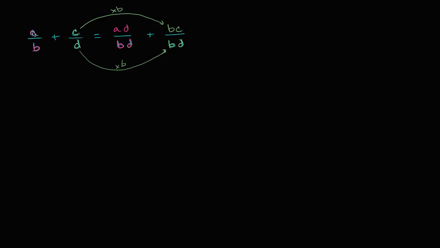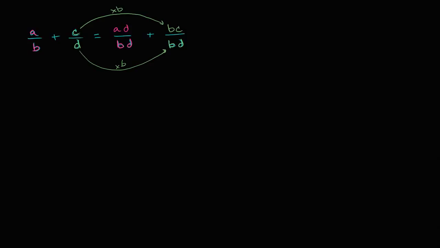So what I have here in magenta, this fraction is equivalent to this fraction. I just multiplied it by d over d, which we can assume is 1 if we assume that d is not equal to 0. And then if we just multiply c over d times 1, which is the same thing as b over b, if we assume b is not equal to 0, then this fraction and this fraction are equivalent.